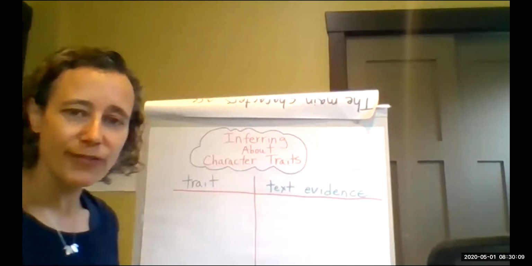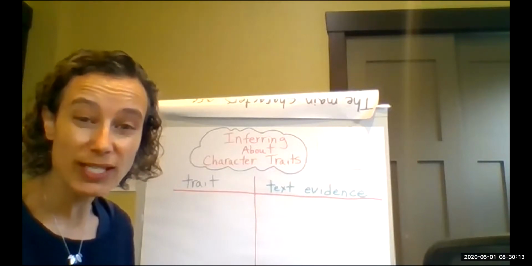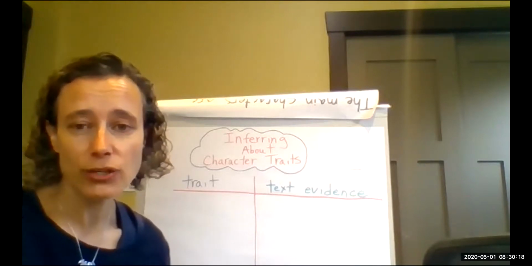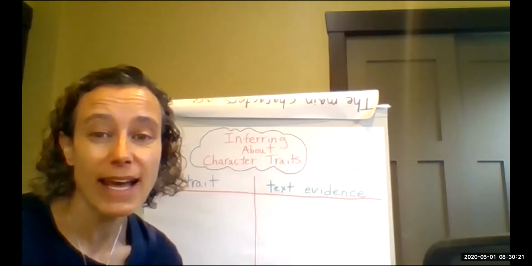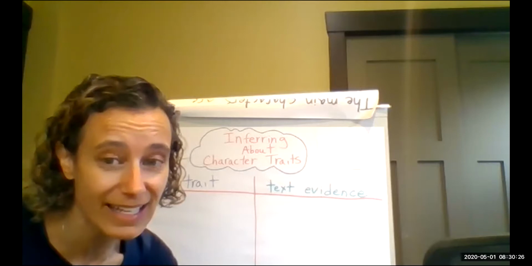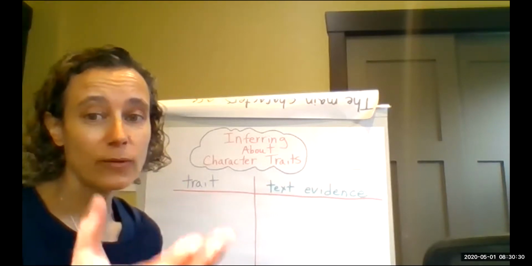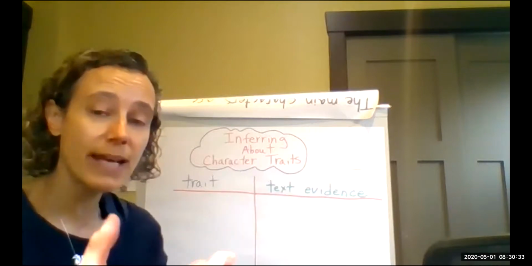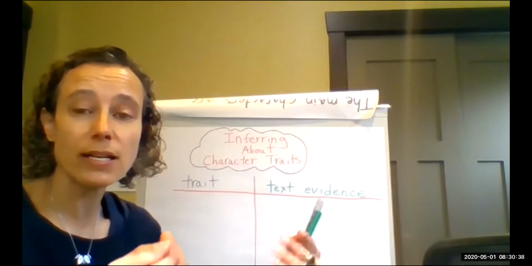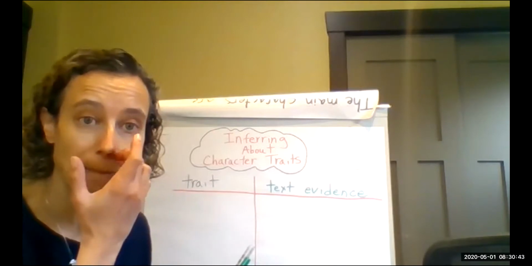Let's do a little inferring about Pepe's character traits, or what his personality is like. Before we start, I need to make sure that you know that personality traits are not feelings. Pepe is sad, but that's not a trait, because he's sometimes sad, like when his father is yelling at him, and sometimes he's happy, like when he finds Assunta. A trait is something that he is all the time to describe his personality.